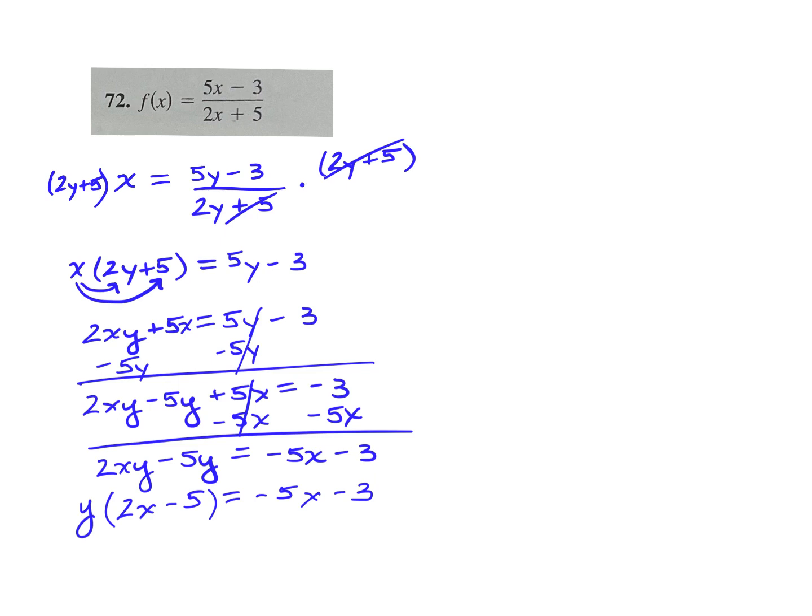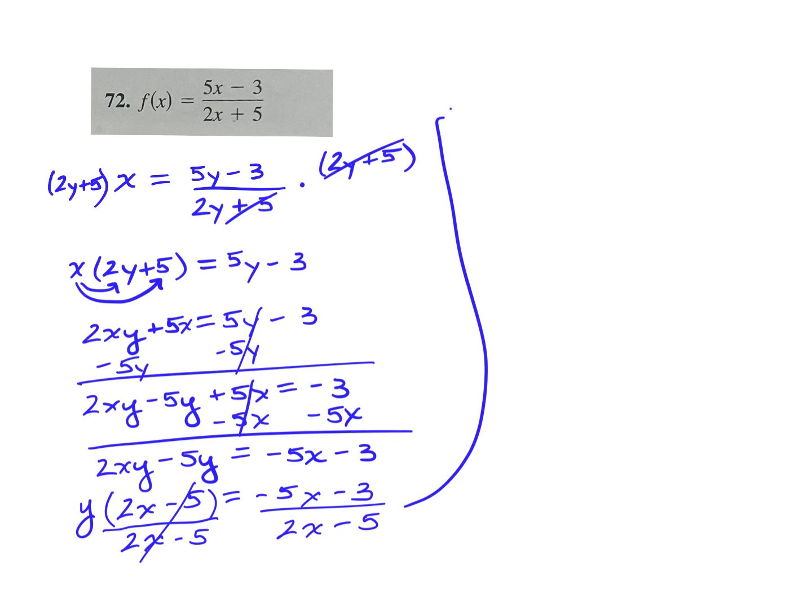And now I want to get y alone. Remember, that was my goal all along. Because this is multiplication between the y and the binomial 2x minus 5, I can just divide by 2x minus 5 on both sides. So I'm going to do that. And I can cancel then that 2x minus 5. And now I actually have succeeded in getting y alone. So I now can say that y is equal to negative 5x minus 3, and that's being divided by 2x minus 5.